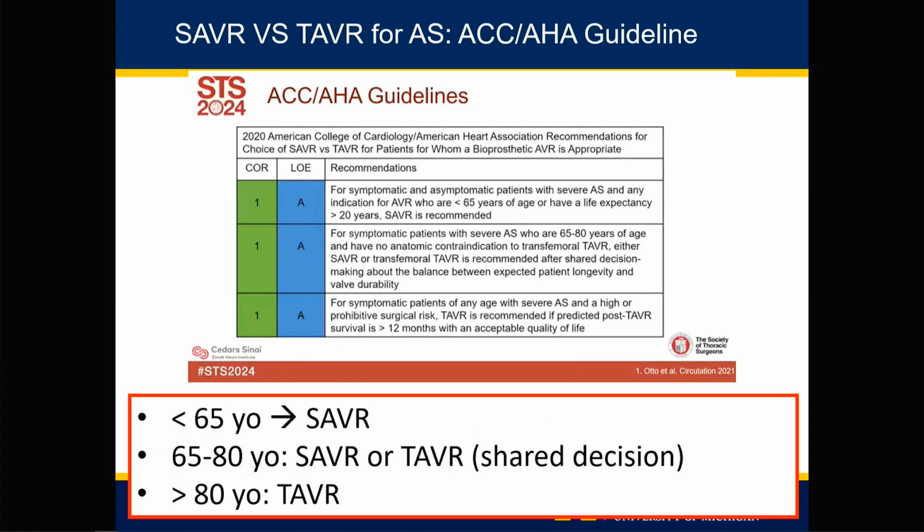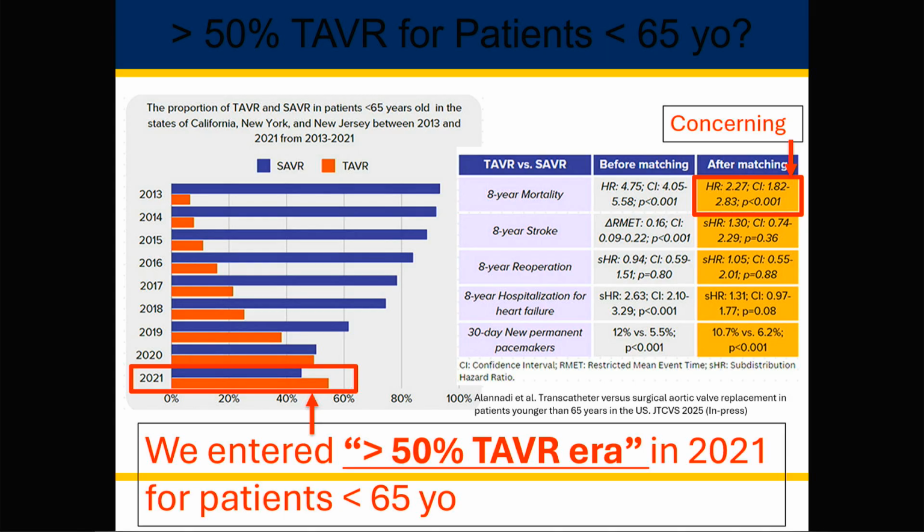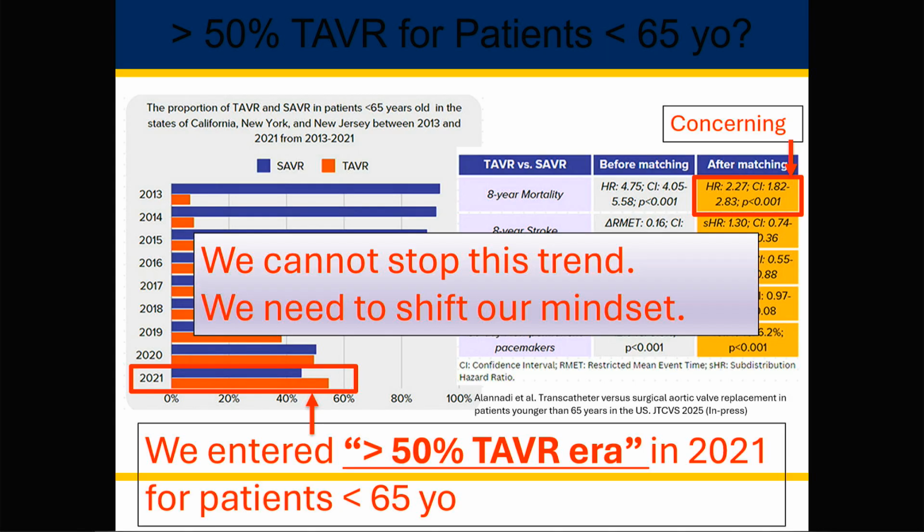We also talked about this yesterday and this morning. In the U.S., for patients 65 to 80 years old, it is a shared decision, SAVR versus TAVR. Younger than 65, SAVR. However, in some geographic areas we are entering an era where more than 50% of patients younger than 65 get TAVR. We cannot stop this trend. This is oftentimes driven by patients, and we need to shift our mindset.